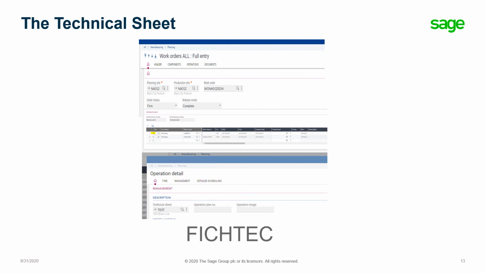The technical sheet report describes all of the checks to be performed on a released product at the level of an operation. It describes the questions asked for each operation on a work order.